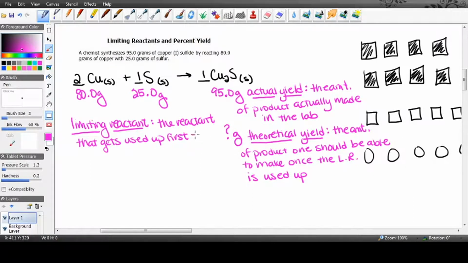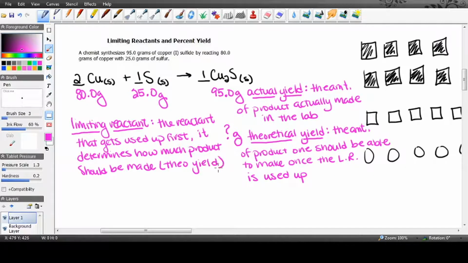It limits or determines how much product should be made. In other words, your theoretical yield.